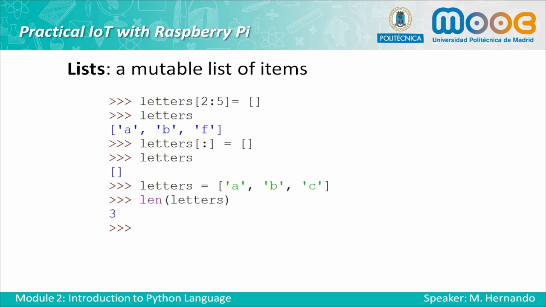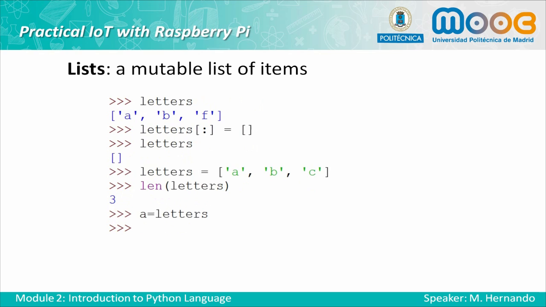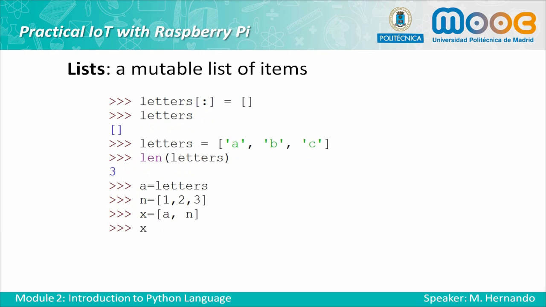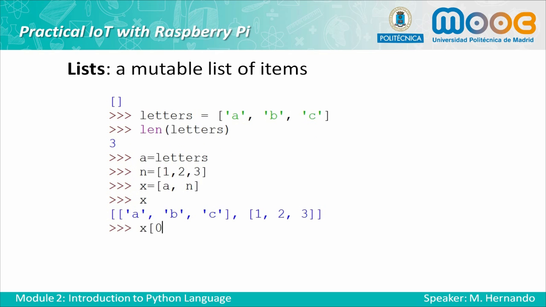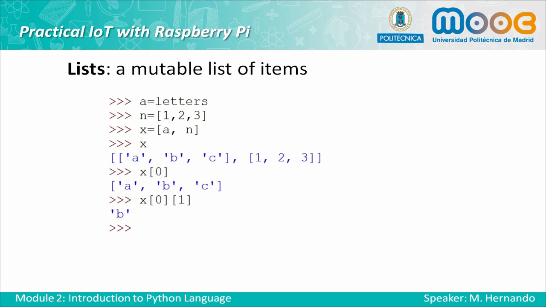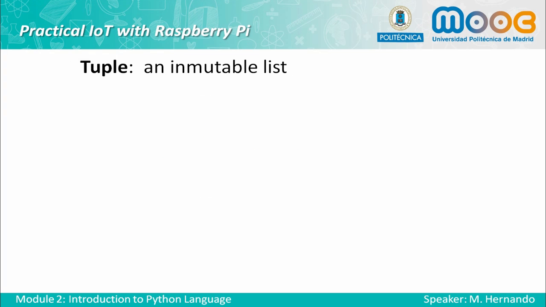It is possible, of course, to nest lists, that is, to create lists containing other lists. For example, we have the list A with the letters A, B, C, and the list N with the numbers 1, 2, 3. So we are going to create a list with the list A and the list N. Okay, let's see the next compound type.